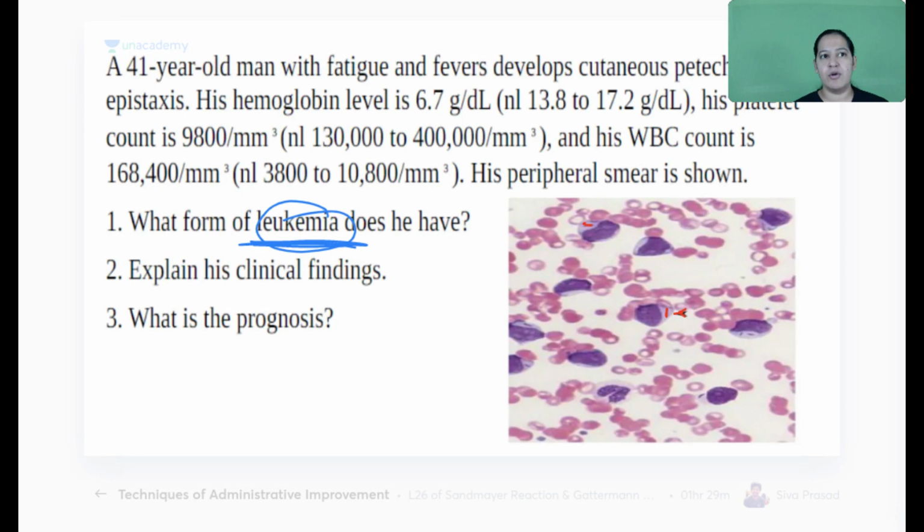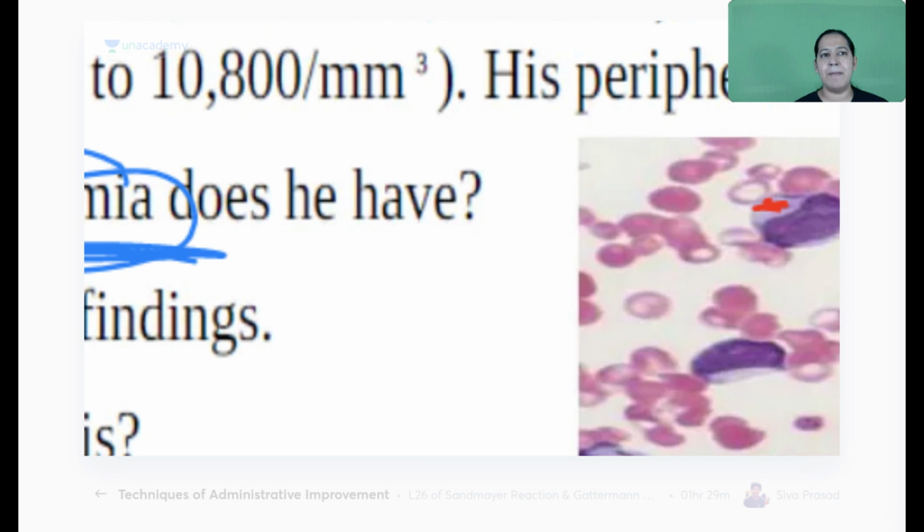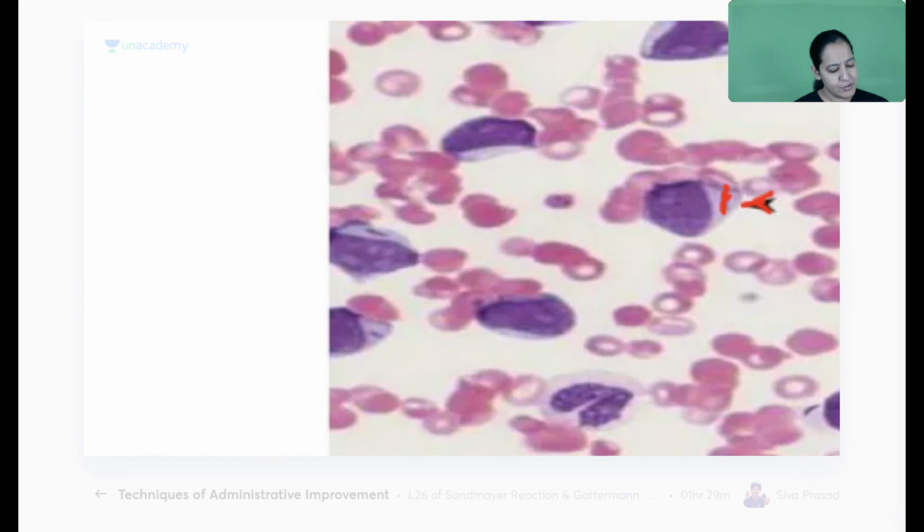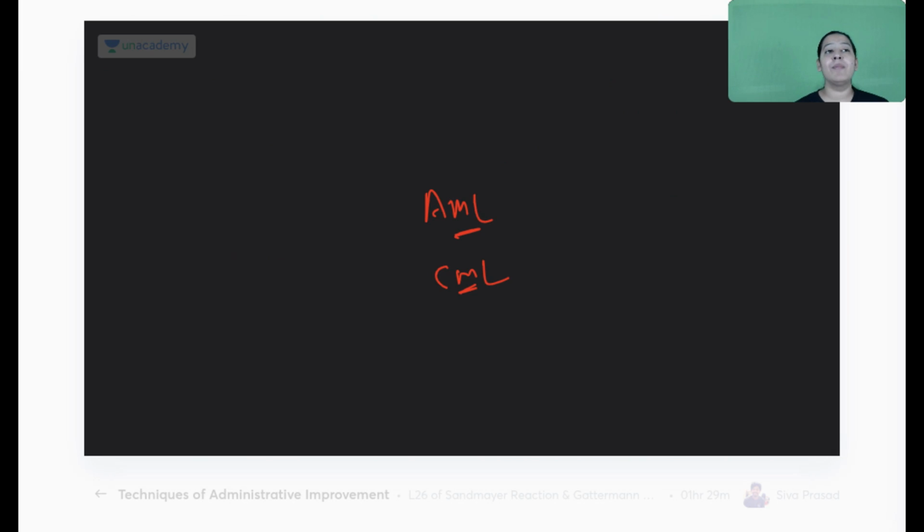Can you see here also an iron rod is there, here also, here also, here also. Zoom it out and see multiple iron rods. So it is myeloblast. Okay. So myeloblast, why is it not CML? It is AML only. Why?